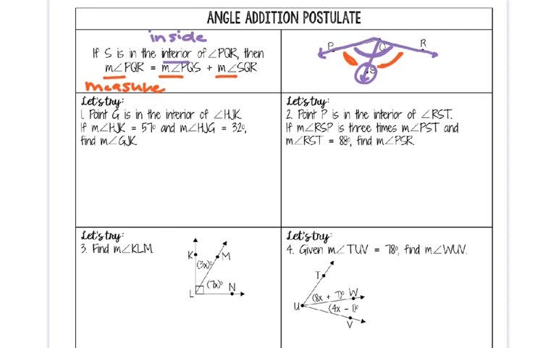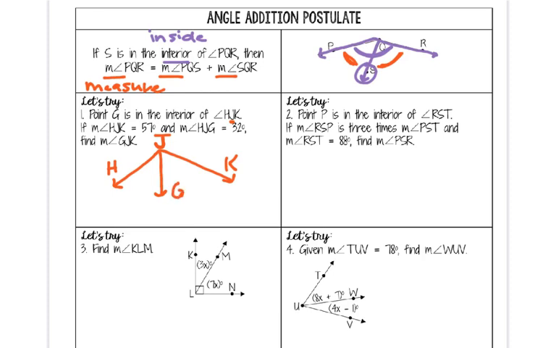So let's try a problem like this so that we can see it in retrospect. Point G is in the interior of angle HJK. So let's draw HJK. Again, when we're naming angles, the middle letter is always going to be the vertex. Then we have HJK, and point G is in the interior. So that means that G will be here.